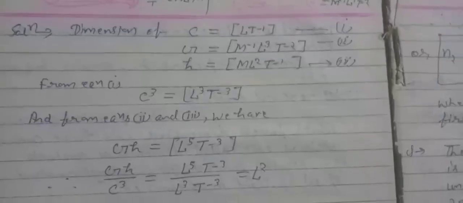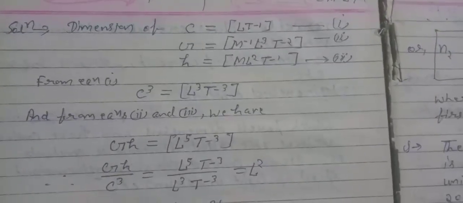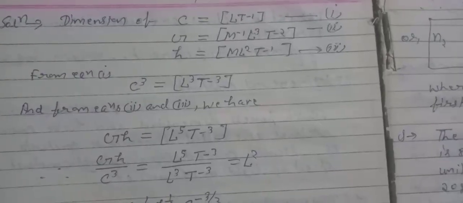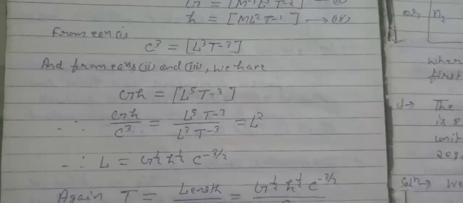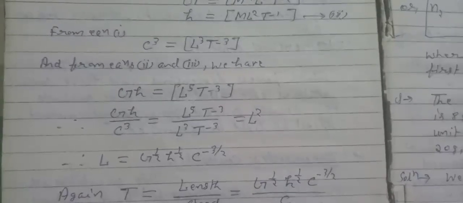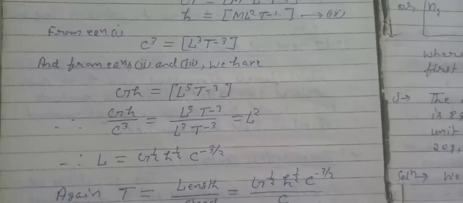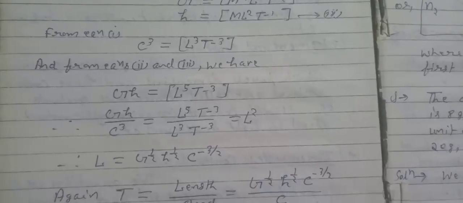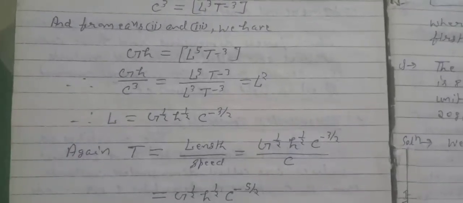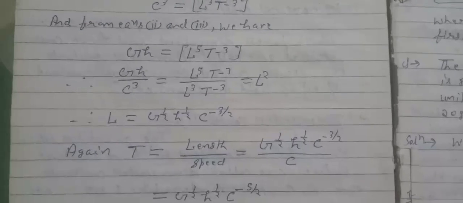From equation 1 we can write c cubed equals L^3 T^-3, and from 2 and 3 we have G into h equals L^5 T^-3. Hence G h by c cubed equals L^5 T^-3 by L^3 T^-3, equals L square. Hence L equals G^1/2 h^1/2 c^-3/2.